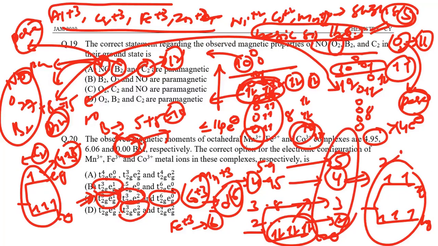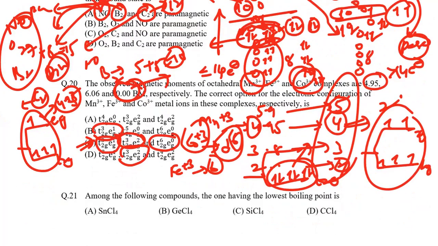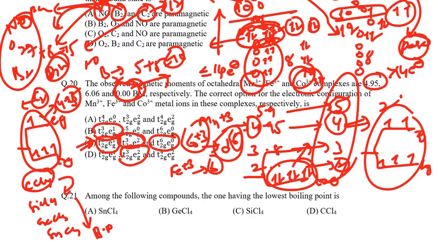Okay, right. Now next one: among the following compounds, the one having the lowest boiling point is, okay. So here we know the general trend among carbon tetrachloride, silicon tetrachloride, germanium tetrachloride and tin tetrachloride. From silicon to germanium, boiling points increase, whereas the boiling point of carbon tetrachloride is more than silicon tetrachloride. So in the group 4 tetrachlorides, the lowest boiling point is for silicon tetrachloride.